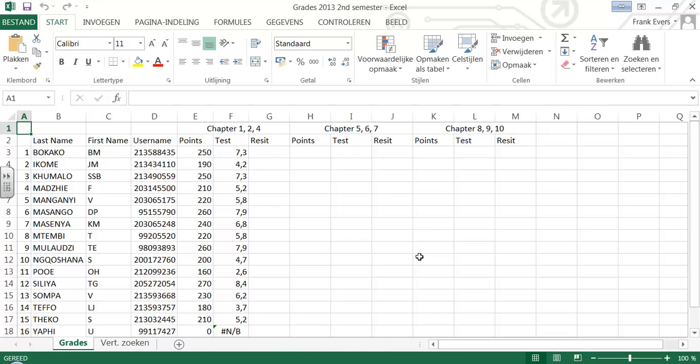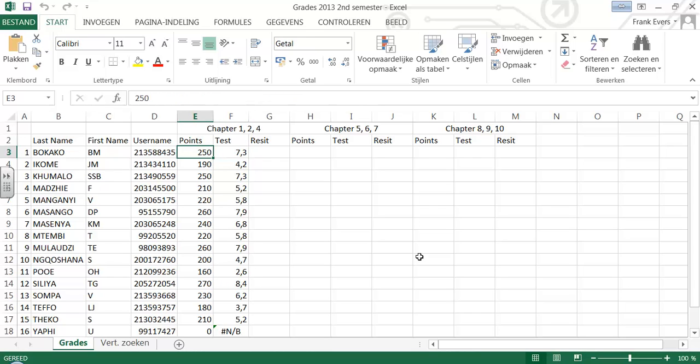I mentioned there that there is a bit of indistinctness about it, and I would like to clarify how I came up with all the results. When you look in the Excel file, you see the names over here. The points you got for the tests are here: 250, 190, 250, 210, and these are the marks, the grades you got. These are the grades from 0 till 10, 0 being the lowest, 10 being the highest.